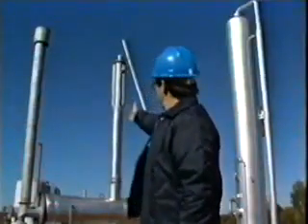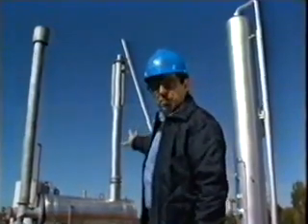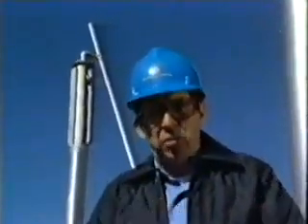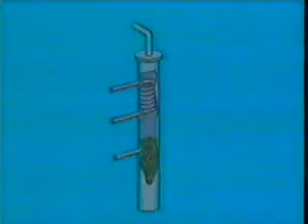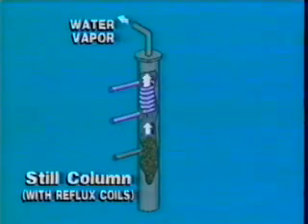This still column, or stripper, located just above the reboiler, is where the actual distillation of water from the glycol takes place. Still columns are normally packed columns and have fin condensers or reflux coils in the top. These condensers, or reflux coils, cool water vapor leaving the column and recover entrained glycol.